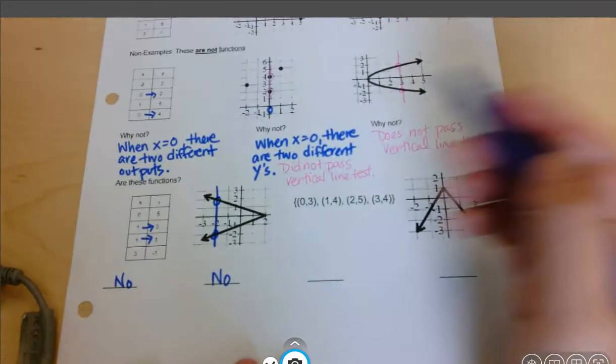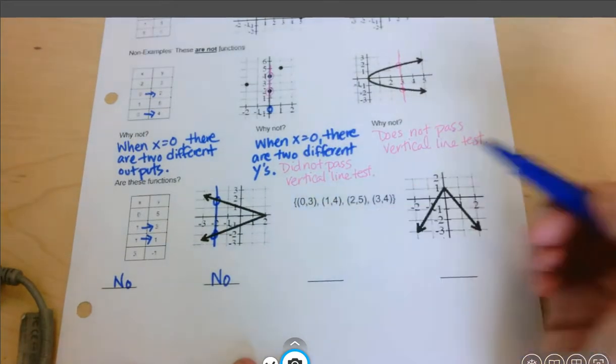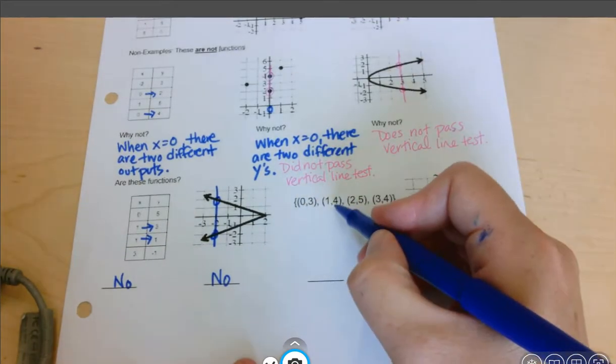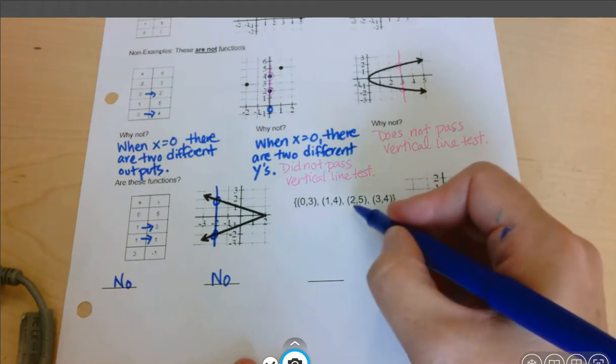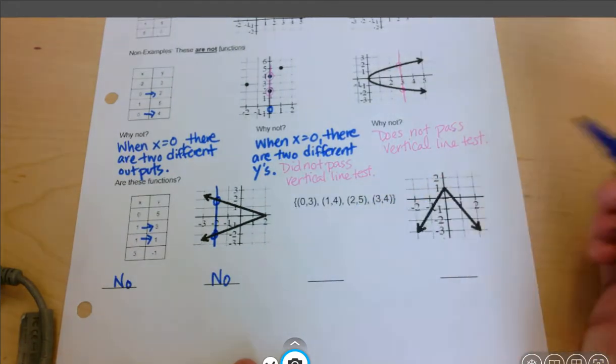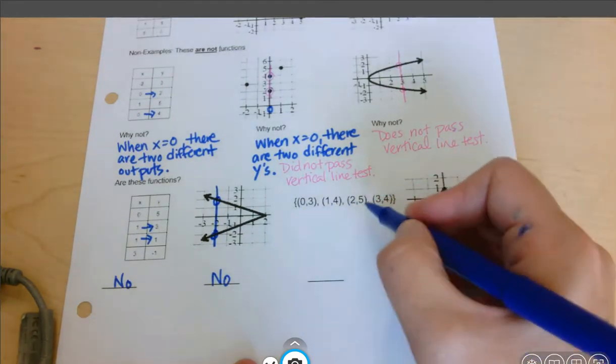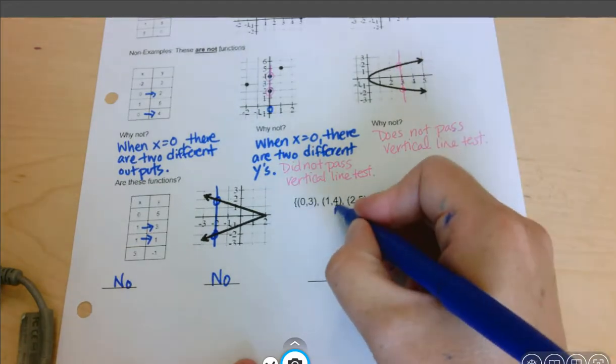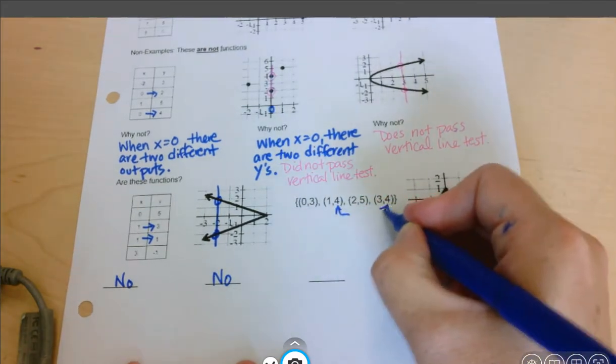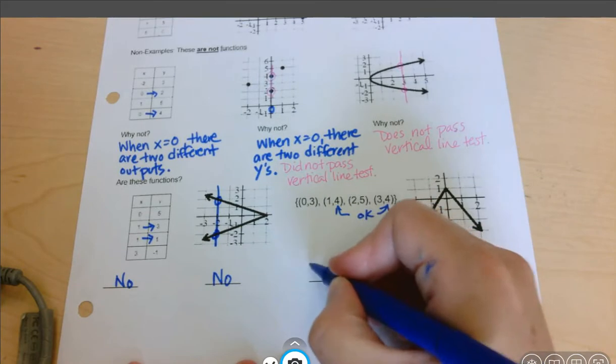The third one, when x is 0, I know that my output is 3. When x is 1, my output is 4. When x is 2, my output is 5. When x is 3, my output is 4. None of the x's repeat. It's okay that the y's repeat. So this one, yes, it is a function.